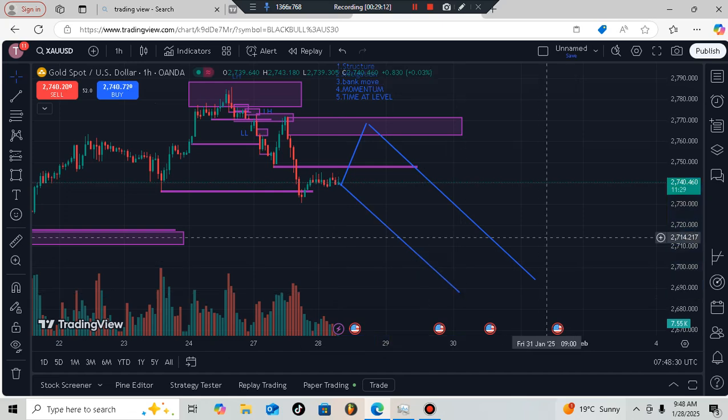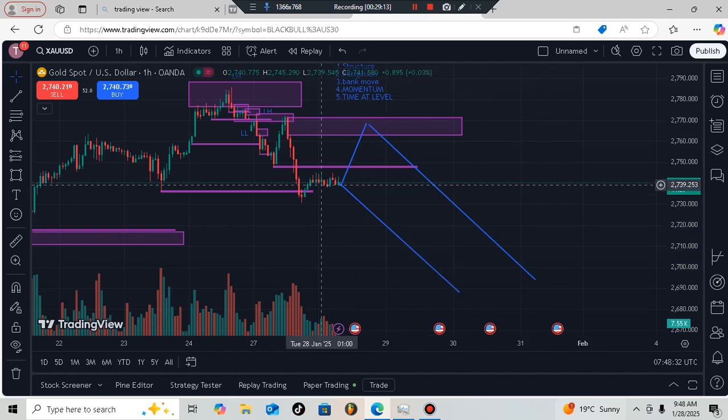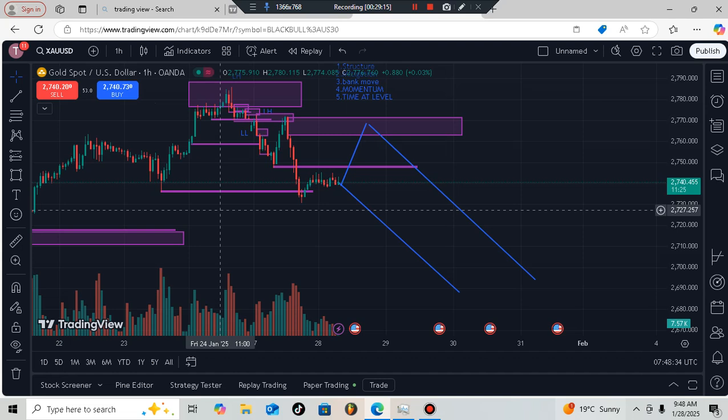Because I like the momentum away from it, it's very nice, but I'm not convinced. I'm not seeing enough to make me convinced and risk my money. So yeah, we're gonna blow it away.